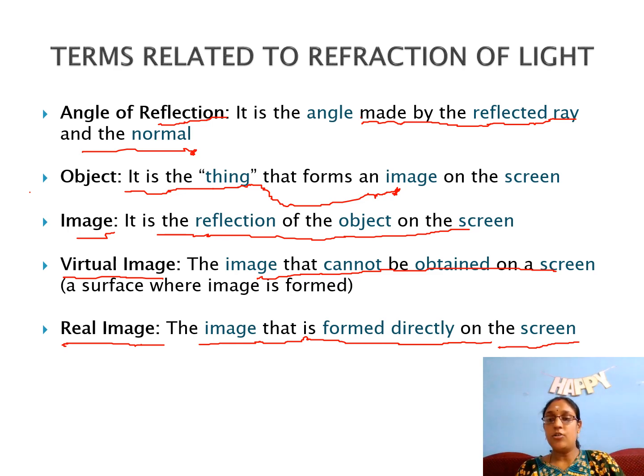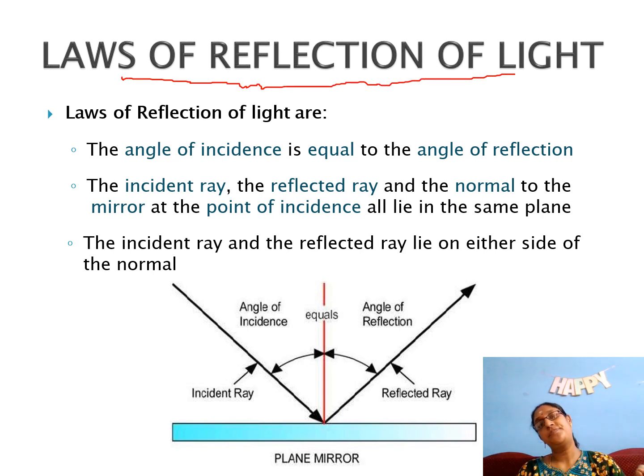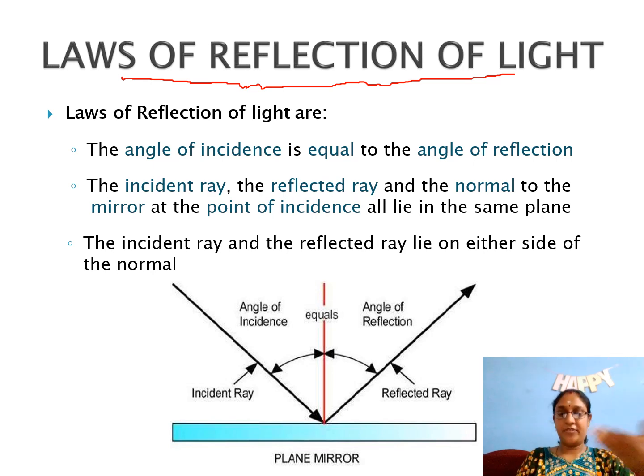Got it? So next is a very important law. This law is the law of reflection of light. So I told you, the incident ray will be like this, the reflected ray will be like this, and your normal line will be in between your incident ray and your reflected ray. This is your plane mirror, the normal mirror in your home, whatever you're seeing, right?